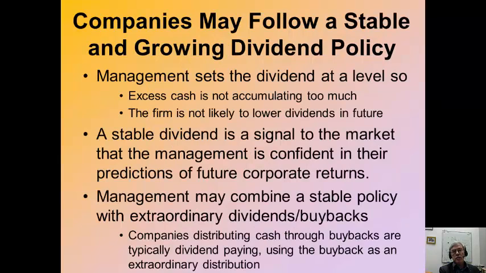Companies may also follow a stable and growing dividend policy. In this case, management sets the dividend at such a level so that excess cash is not accumulating too much, and so the firm is not likely to lower its dividends in future. A stable dividend, as we've mentioned before, is a signal to the market that management is confident in their predictions of future corporate returns. Management may combine a stable policy on one hand with payment of extraordinary dividends and share buybacks when cash accumulates. Note that companies that distribute cash through buybacks are typically dividend paying, and that they are using the buyback as an extraordinary distribution of cash.